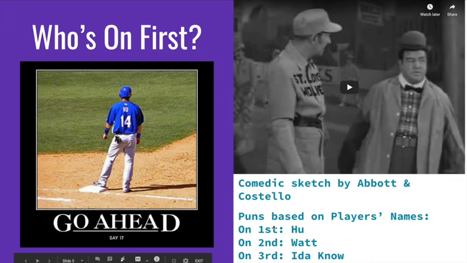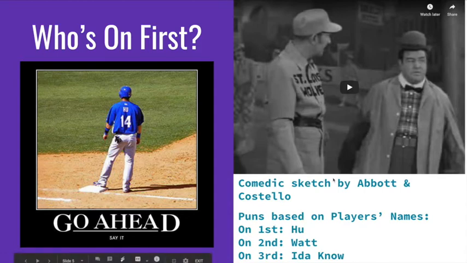So next up, we're going to look at a famous comedic sketch called Who's on First? And it's a sketch by Abbott and Costello. They used to perform this live years and years ago. But they would improvise certain lines along the way. And it's basically just one pun after another based on baseball players' names.